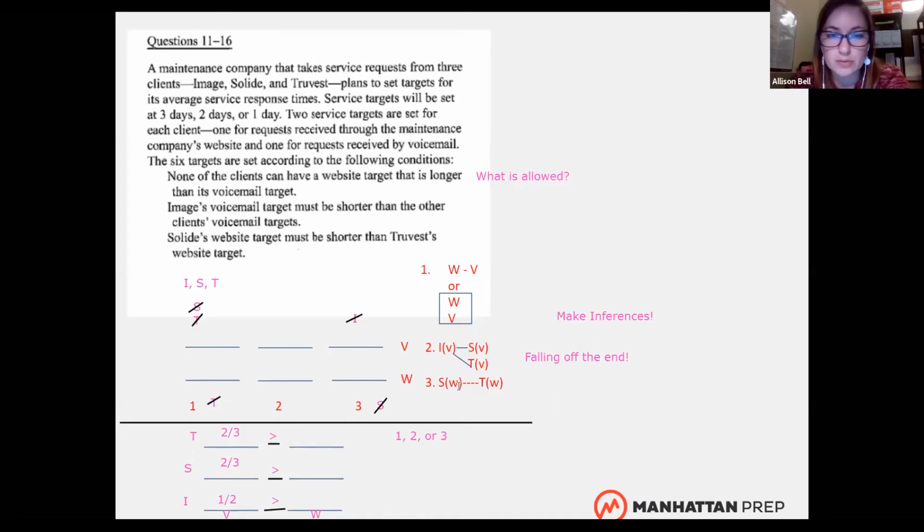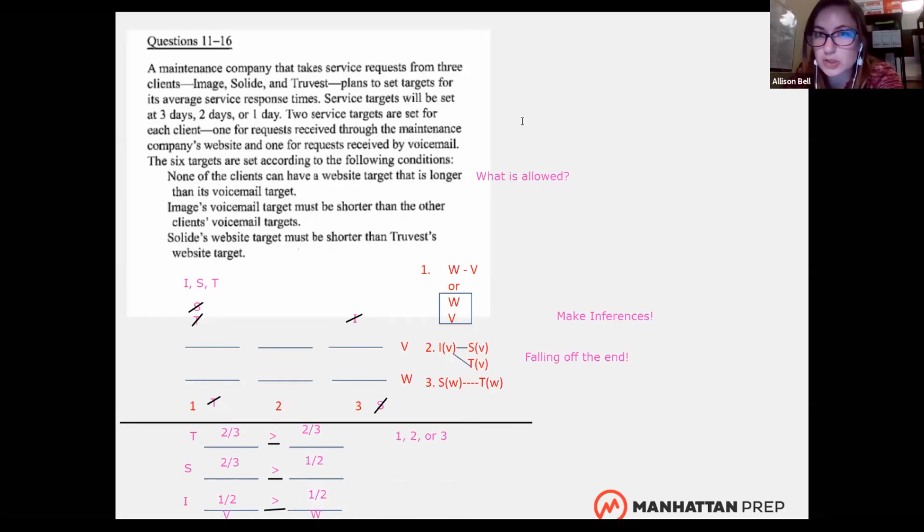Then I'll take a look at the third rule. S's website target is shorter than T's website target. So similar type of thinking here. If T needs to have a longer website target, then it's going to have to be 2 or 3. It won't be able to be 1. And S won't be able to be 3, so it's going to have to be 1 or 2. The last open spot I have is down here for I's website. Let's see if I can make any inferences. I know that its voicemail has to be greater than or equal to its website, and its voicemail is going to be 1 or 2. So that means that its website can't be any higher than 1 or 2.